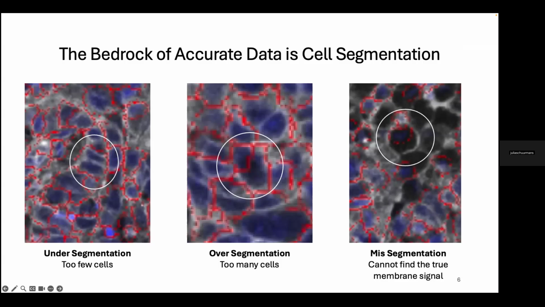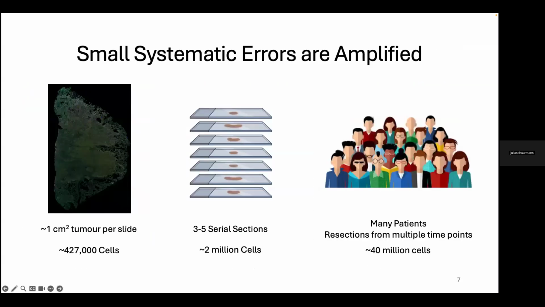So these seem like relatively small errors when we look at them, but when we think about the amount of data that we are working with within our projects, it gets very big very quickly. So with just one resection, so just one slide, we have about 427,000 cells. And then when we think about that in the next layer up, we tend to stain about 3 to 5 serial sections from each patient with different panels that we have developed. That gets us to about 2 million cells. And then if we go the next step up, we stain many, many patients, about 20 to 25 in a general cohort. That gets us to about 40 million cells.